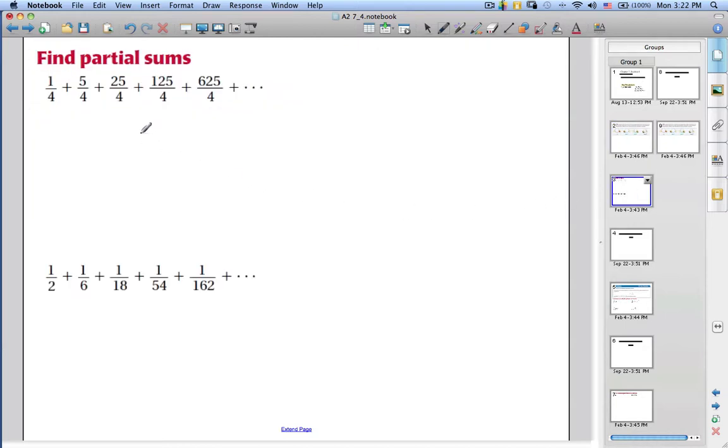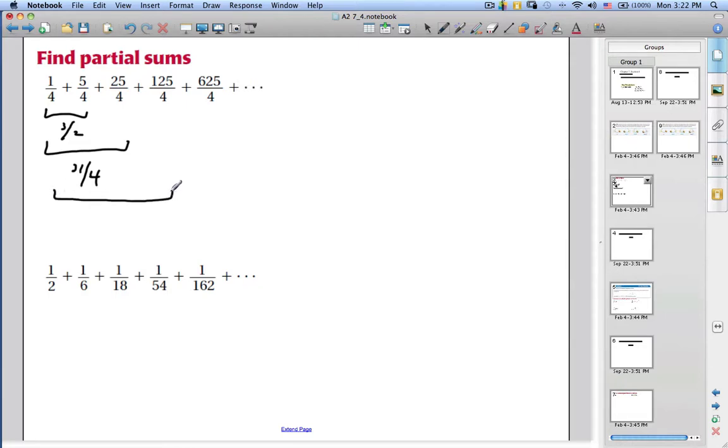So if we look at the idea of the partial sum, if I just look at these two, 1/4 plus 5/4 is going to be 3/2, 6/4. If I look at three of them, then I'll have 5, 6, 31/4. So this went from 1.5 to almost 8.